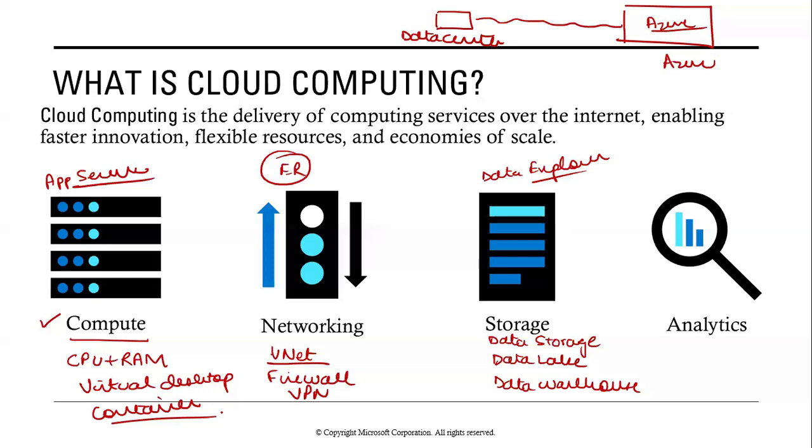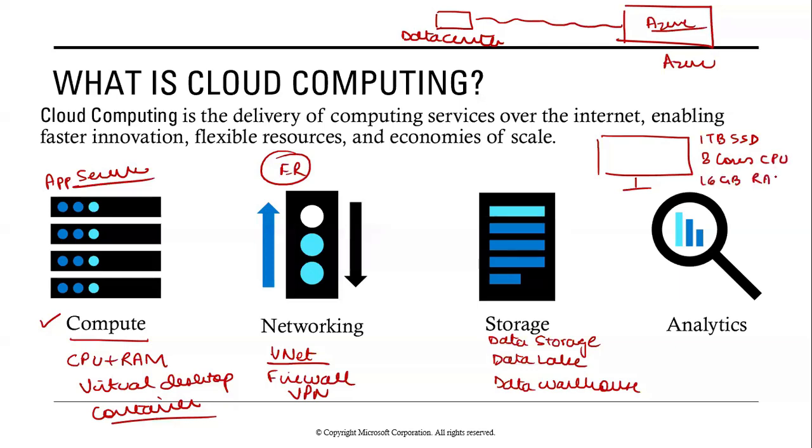These are all the services that will require some compute, right? So very simply, I can say that I needed a machine from Azure, right? Now this machine should be, let's say, 1 TB SSD, 4 or let's say 8 cores CPU, 16 GB RAM.